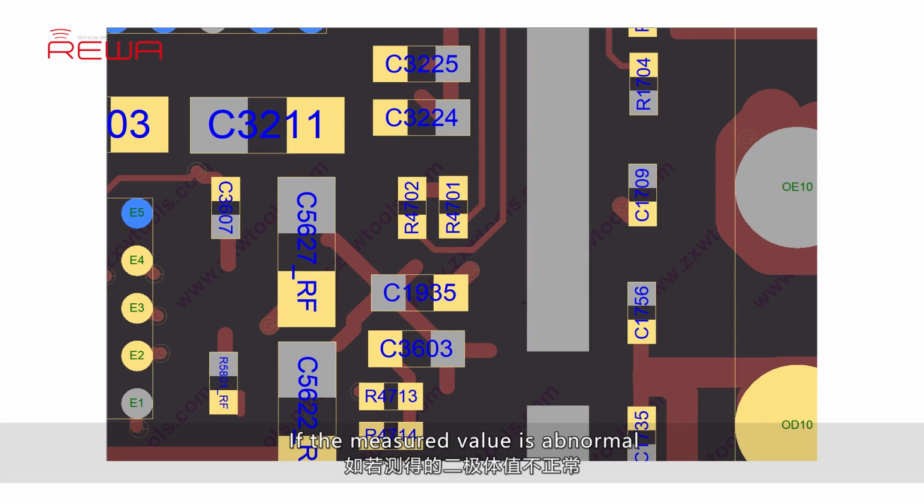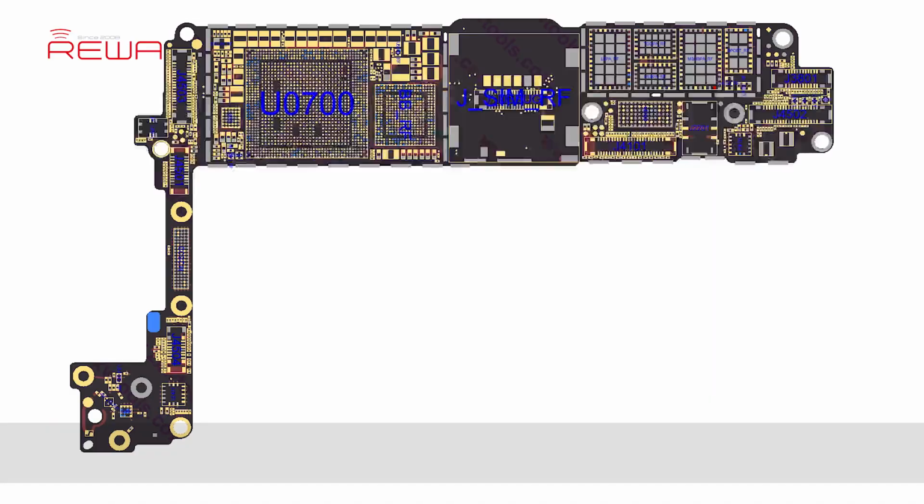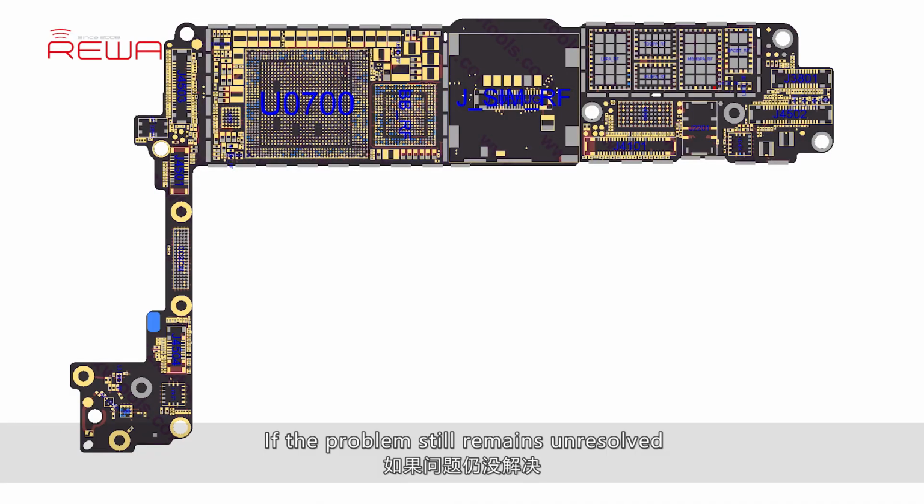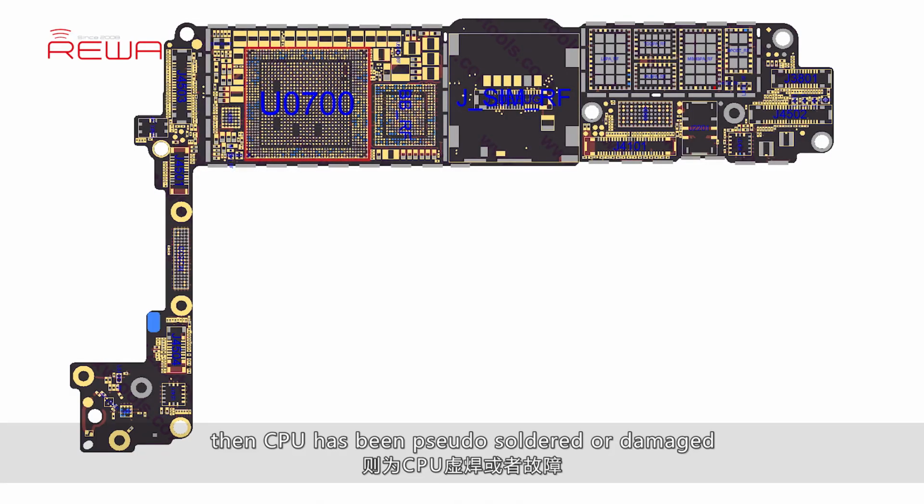If the measured value is abnormal, measure circuits from R4701 and R4702 to pin A2 and pin B2 of U3701. If the problem still remains unresolved, then CPU has been pseudo-soldered or damaged.